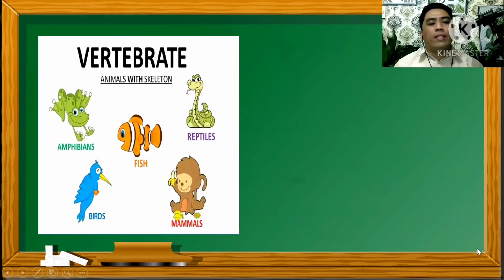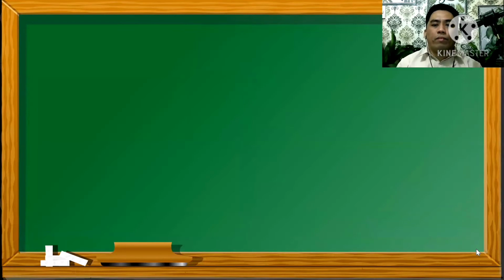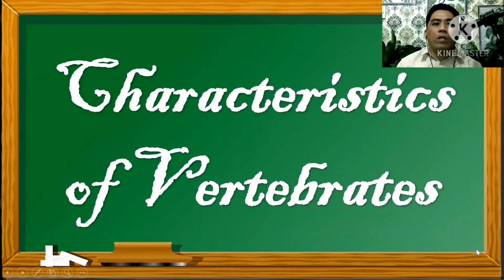Remember class that animals are divided into two groups, the vertebrate and the invertebrate animals. When we say vertebrate, these are animals with skeleton or backbone, while invertebrates are animals without skeleton. Today, we're going to study the characteristics of vertebrates.